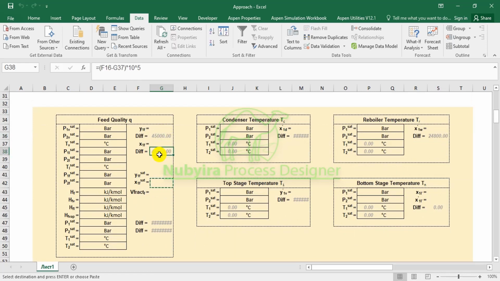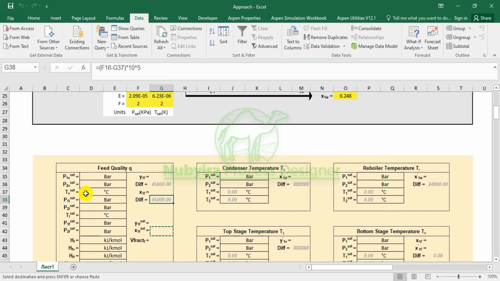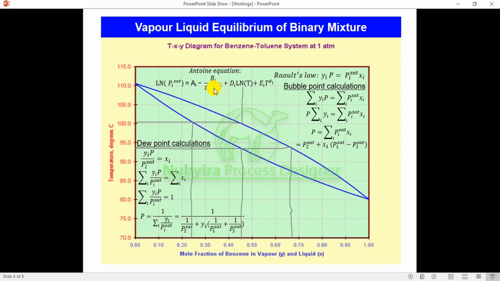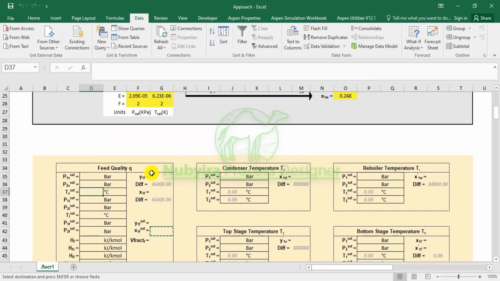So the next thing that I'm going to do is to iterate, because the Goal Seek function can be used for iteration, you understand. So it can produce mathematical results rather than results that are physically meaningful, because we cannot solve the equation with an analytical method. So we have to iterate the value of the temperature in this equation. It's going to be adjusted, you understand, till we are able to get, for example for the dew point, the same mole fraction as the feed. You understand? So that's what we have in this place.